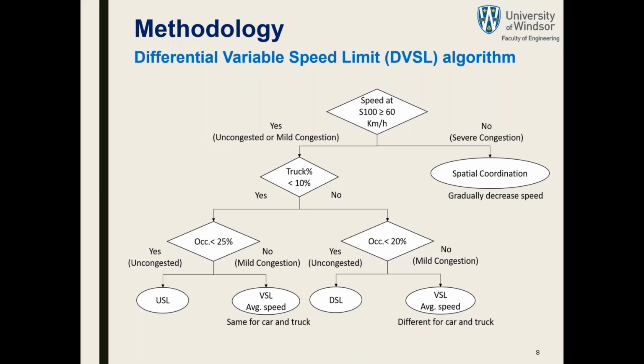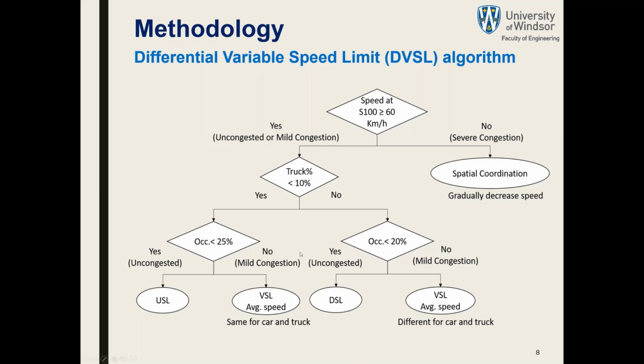On the third level in this DVSL algorithm, the occupancy at station 100 is compared with the critical occupancy to classify the traffic condition into either, as we can see here, uncongested condition or mild congestion. In the uncongested condition, depending on the truck percentage, we use a uniform speed limit for low truck percentage, and in the higher truck percentage, we use a differential speed limit, so different speeds for cars and trucks because of the higher truck percentage.